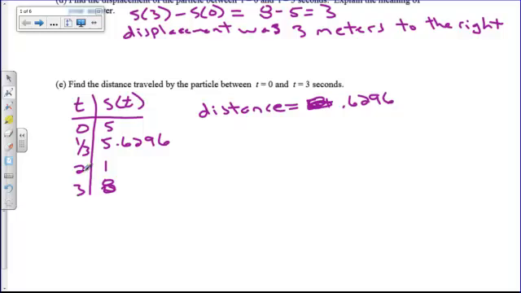Then we turned around and went back left. Between t equals 1/3 and t equals 2, we moved to the left, and that is from this sign chart right here. We were moving to the left, and we moved all the way back on the number line to 1. So if you subtract these two, you get 4.6296. So we moved to the left that amount, and then we moved around.